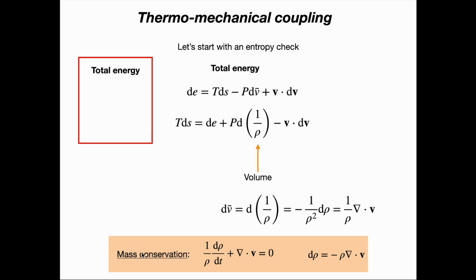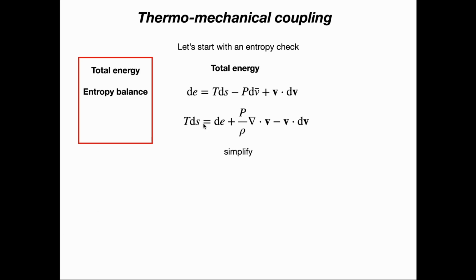And then one can use mass conservation to further simplify this term. dV is, in the end, 1 over rho divergence of velocity using mass conservation. So we can simplify this equation. TdS will be dE plus P divided by rho, divergence of velocity, minus V times dV. Now, let's multiply everything by density. This will have the effect of cancelling the division by rho that was here, but it introduces rho here, and rho there.